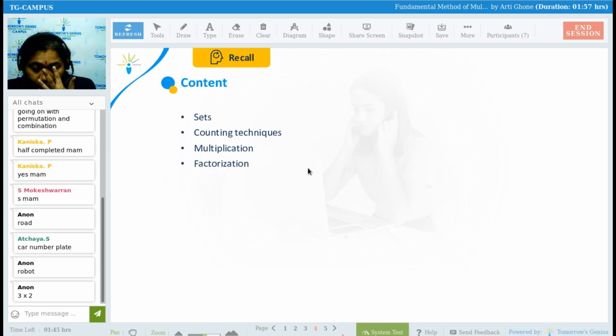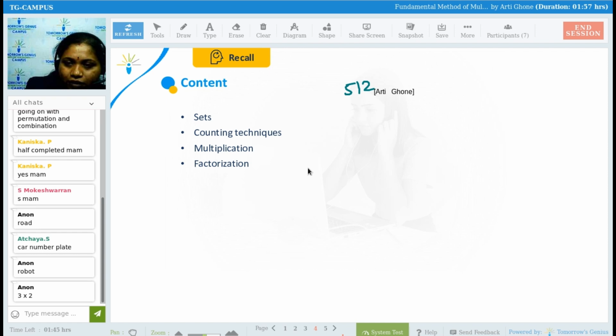Okay, so under sets, the Venn diagram is important. Intersection and union are important as always. Complement is important. Next, multiplication and factorization. Factorization is a very important thing. If I tell you to factorize 512, how will you factorize? Tell me the factors of 512.